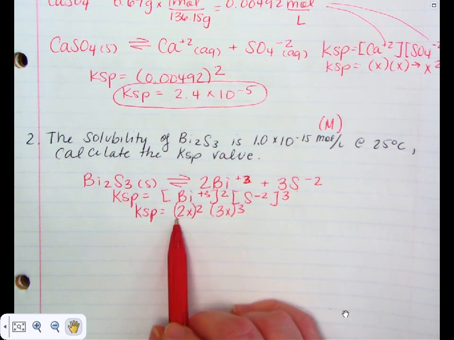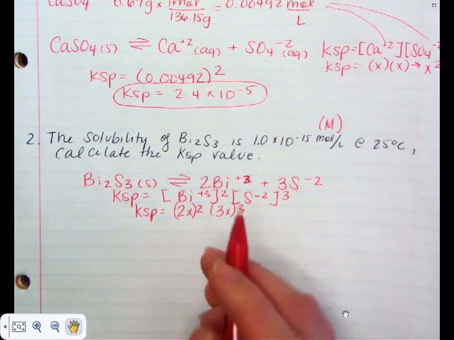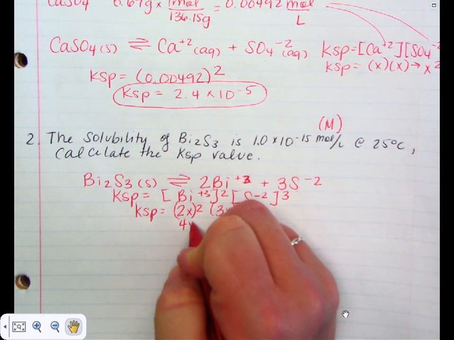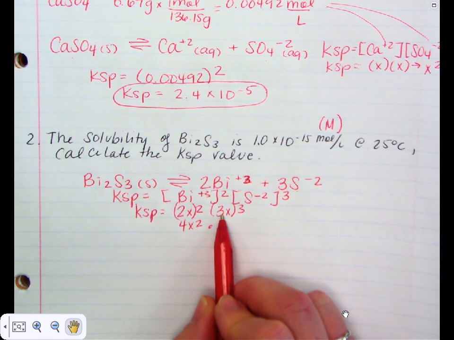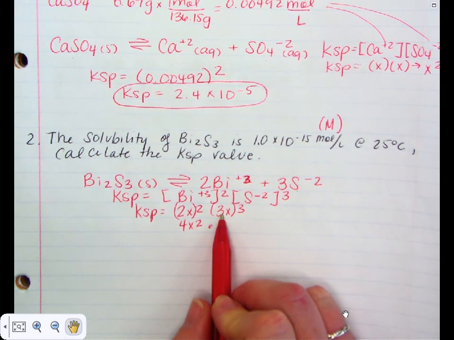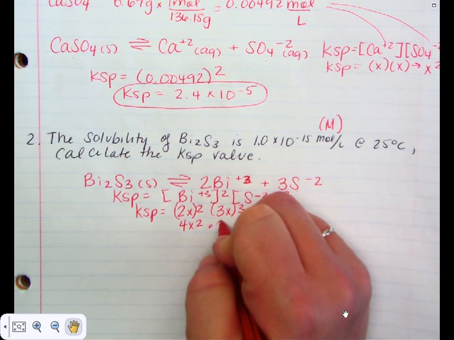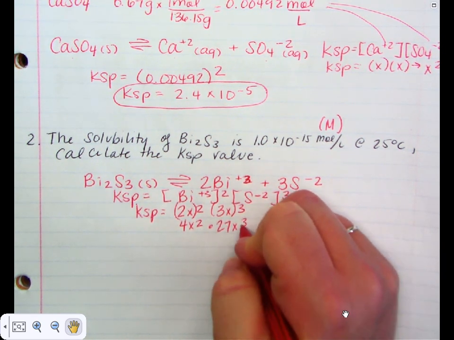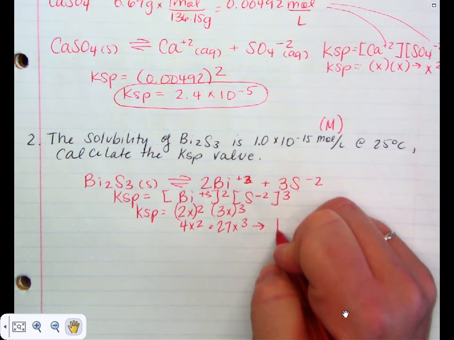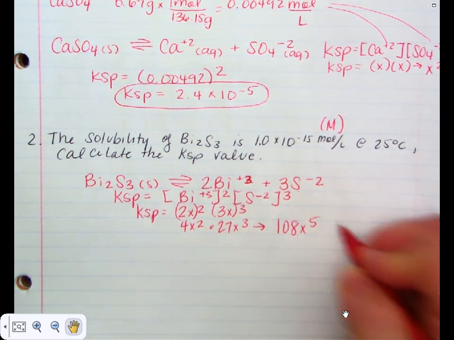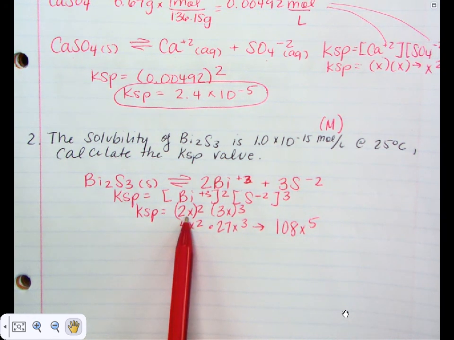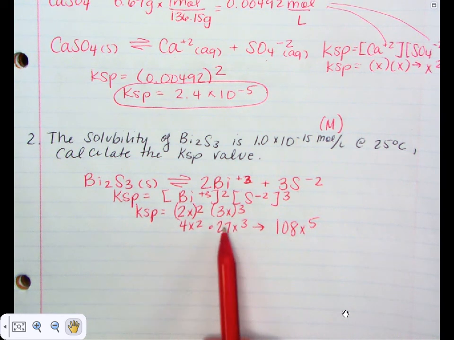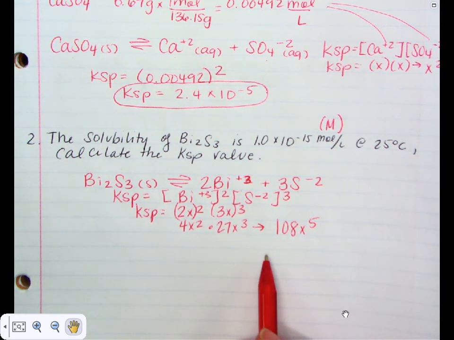So 2 squared is going to give me what? 4. So this is going to be 4x squared times 3 cubed. So 3 times 3 is 9 times 3 is 27. So 27x cubed. That's going to clean up to 108 x to the 5th. If you don't want to do that and you want to just plug into this, you're going to get the same answer. Again, I find it a little bit easier to not have to do all that. The less I have to type in my calculator, the better for me.